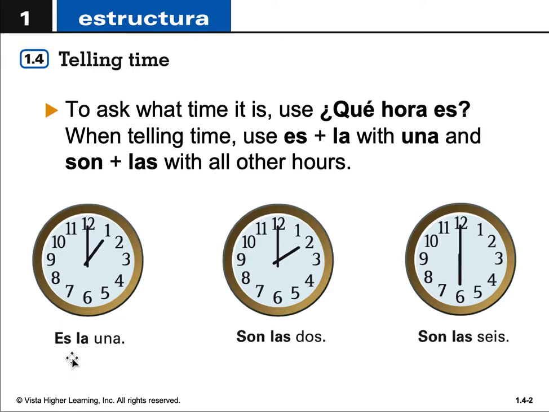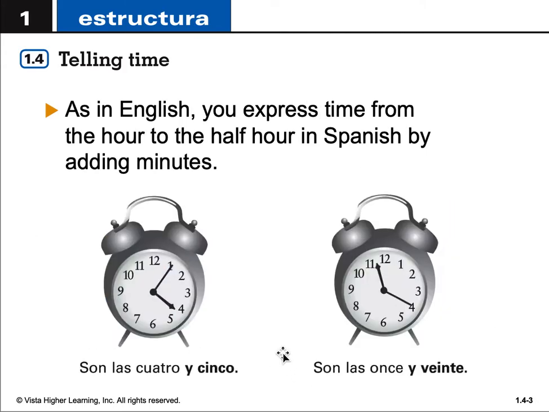So, es la una, it is 1 o'clock. But son las dos, it is 2 o'clock. Son las seis, it is 6 o'clock. So you'll always use a verb, es or son, and then either la or las. La if the hour expressed is una, las for all other hours.